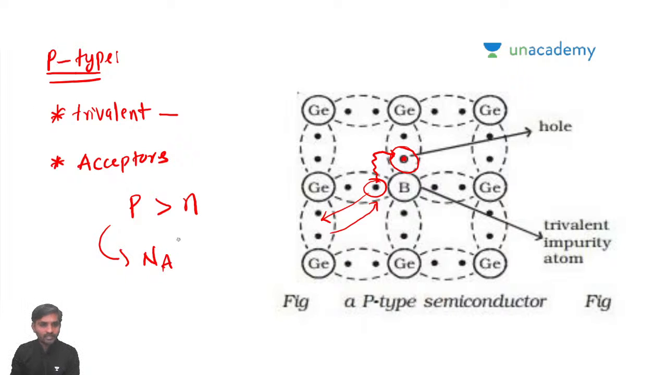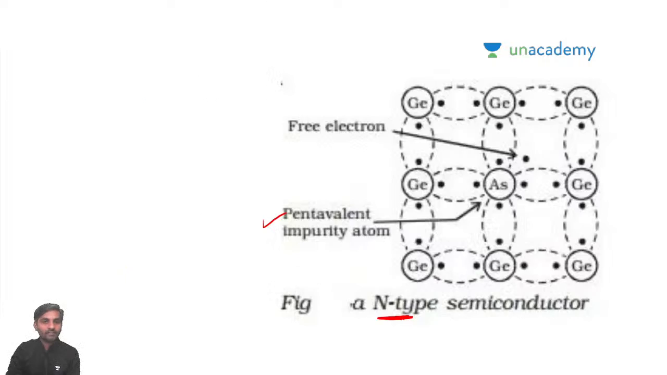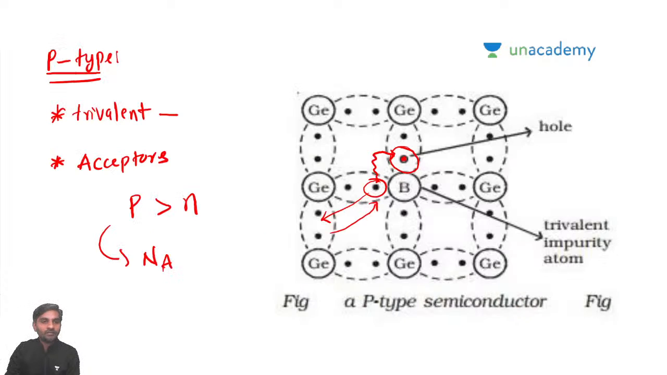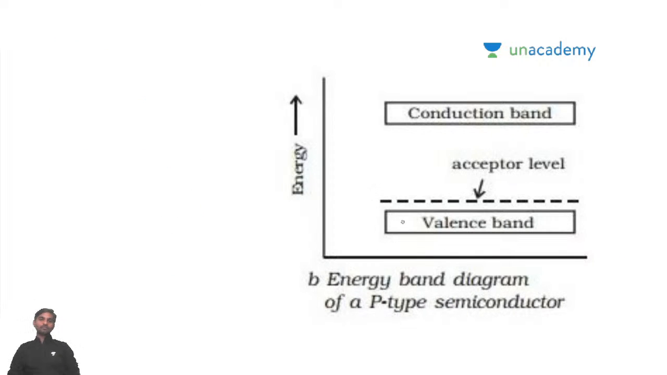In case of N type, we call it the donor concentration Nd, and in case of P type, we call it the acceptor concentration Na. If you look at the energy band diagram, the acceptor level will be very close to the valence band, rather than being close to the conduction band.